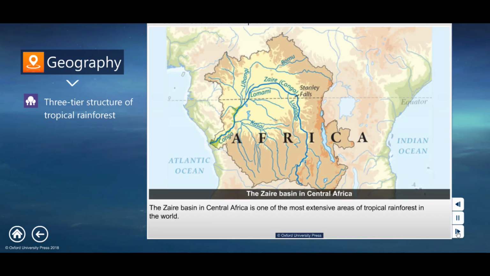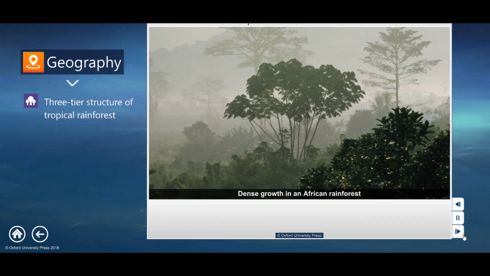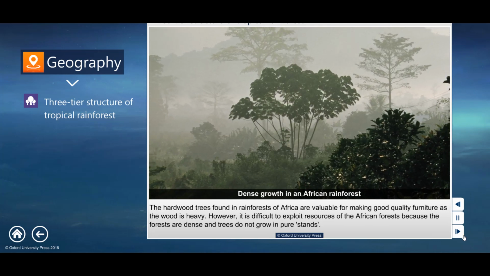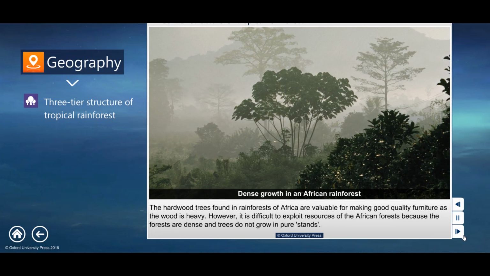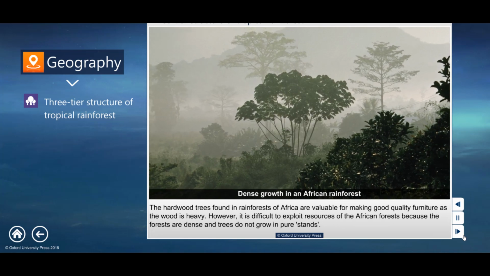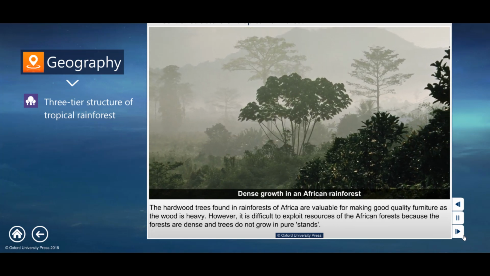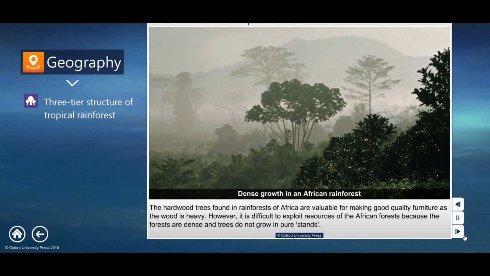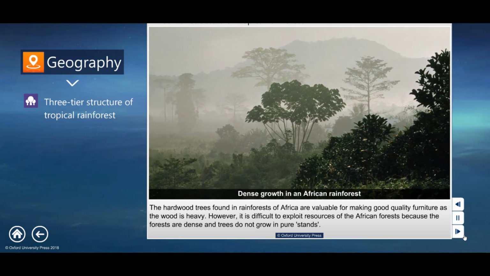The Zaire Basin in Central Africa is one of the most extensive areas of tropical rainforest in the world. The hardwood trees found in rainforests of Africa are valuable for making good quality furniture as the wood is heavy. However, it is difficult to exploit resources of the African forests because the forests are dense and trees do not grow in pure stands.